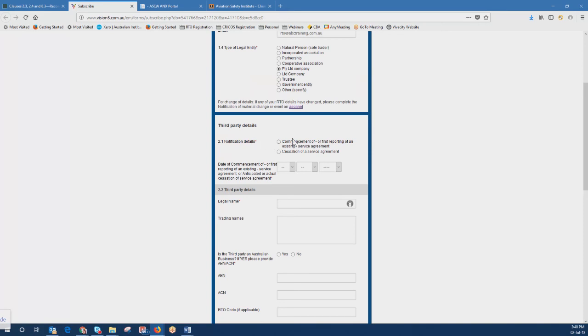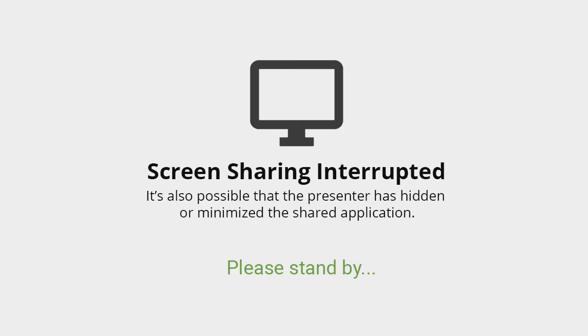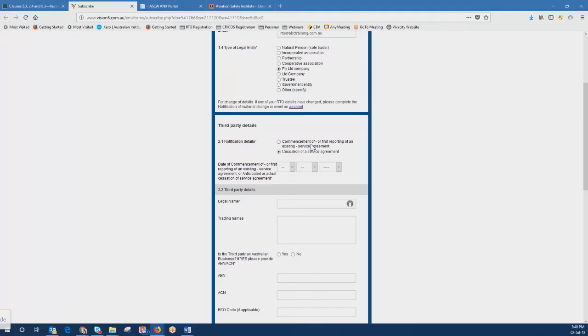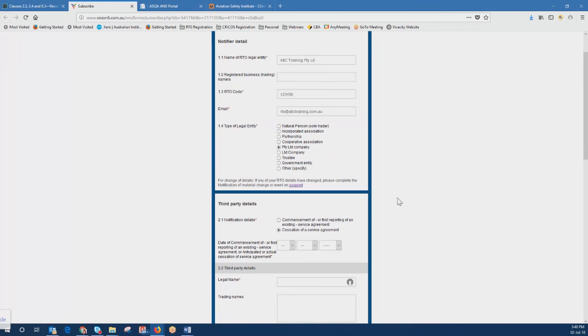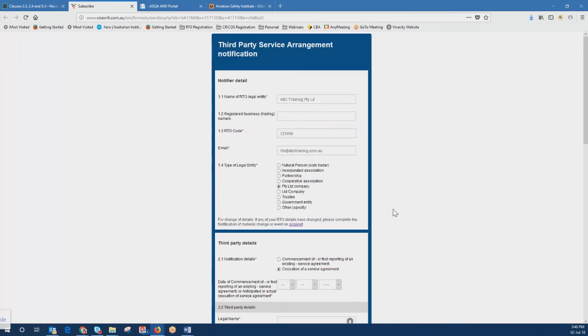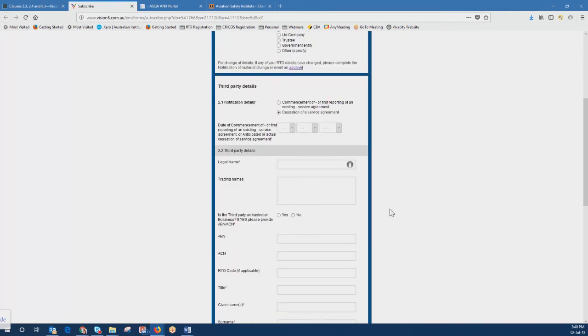Notification details. Here you would state either the commencement or the cessation of a service agreement. If you never notified ASQA of a commencement of an agreement, I don't know whether it's a good idea for you to then notify them of a cessation. You should always be notifying, and this has been a requirement for quite a while, of any third-party agreements that you have in place. If you have any third-party agreements like the ones that I've outlined today in today's webinar, it might be a good idea for you to get online right now, use this link, and actually notify ASQA of these third-party arrangements.